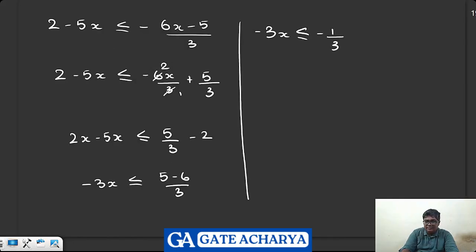Am I right? Okay. Now you can take the 3 on the other side. But before that, let's remove this minus on both the sides. If I multiply by minus 1 on both the sides, for inequality, the inequality will reverse. So 3x is greater than or equal to 1 by 3. Or you can say that x is greater than or equal to 1 by 9. So x value should be more than 1 by 9. So this is the final conclusion that I can come to.